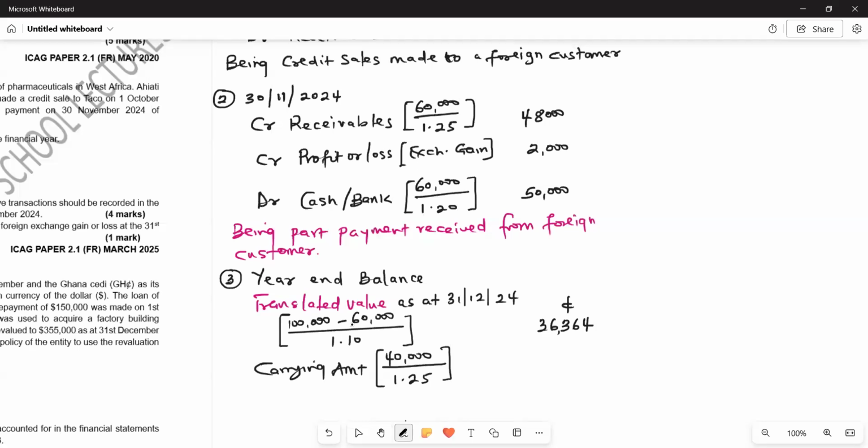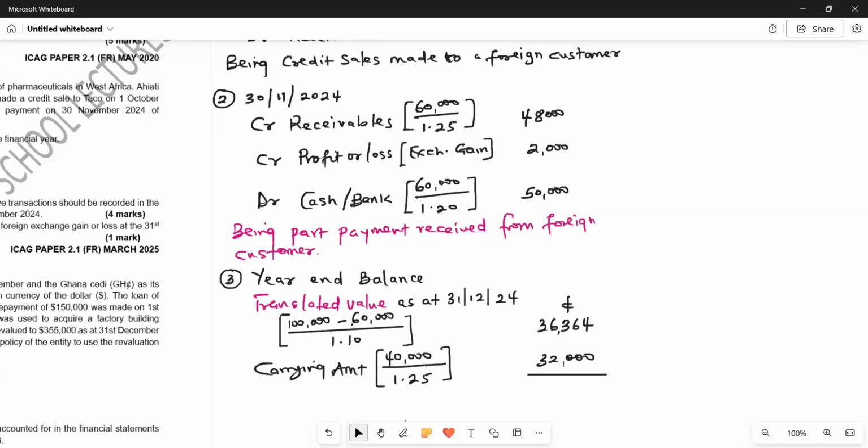So the carrying amount, how much? 32,000. So now you have to think critically. This is receivables, an asset. You would have gotten 32,000 if they paid on the transaction date. But at the end of the year, because of the movement in the exchange rate, if they had paid at the end of the year, you would have gotten 36,364. So are you making a gain or a loss?